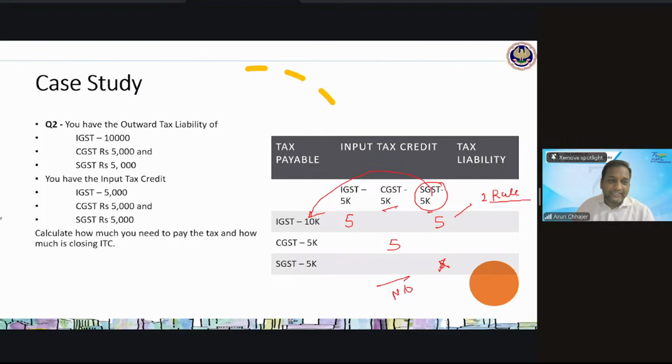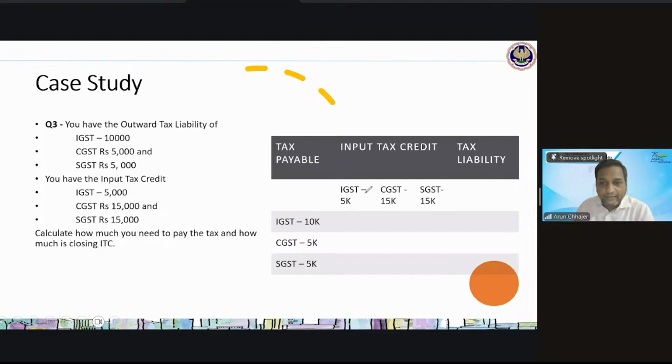Now move to question number 3. I have not completely answered. Here, I is 5,000. Let it be 5,000. IGST 15,000, CGST 15 and SGST 15. They have given 5. Now C has a balance of 10,000 and S has also a balance of 10,000. Just give me the answer. They have a balance of 10,000 each.